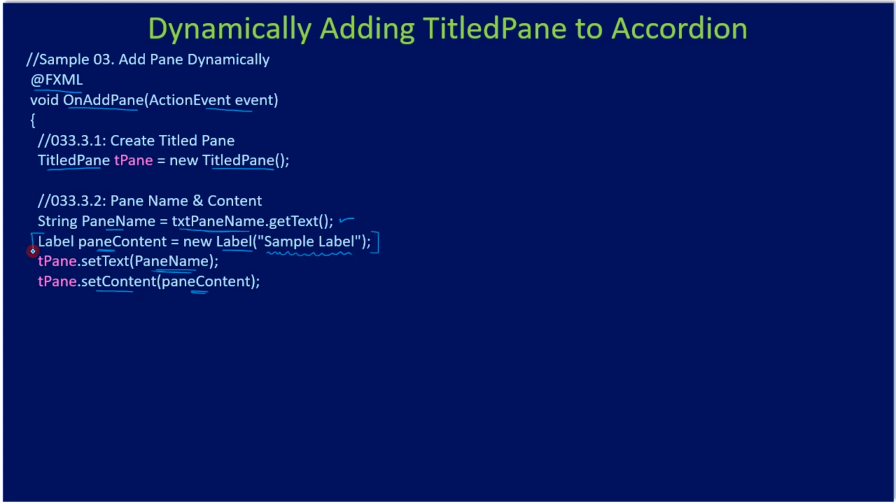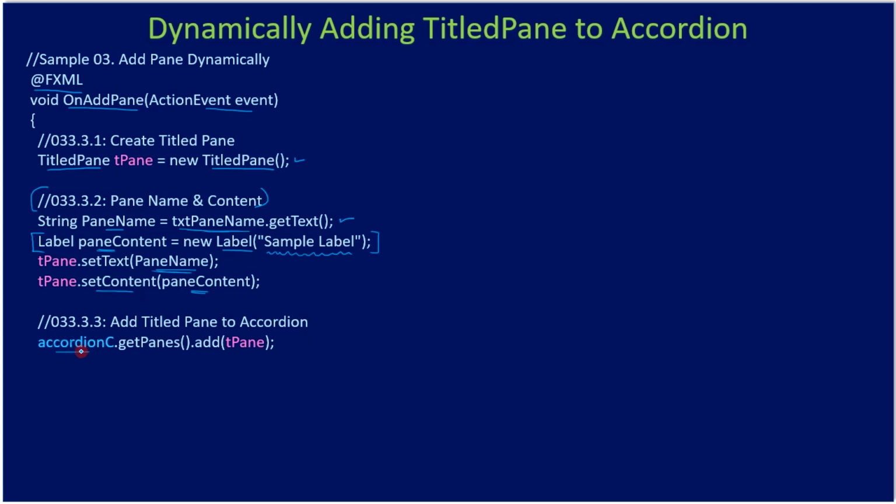So whenever you create a new pane, all panes will have the same control, but at runtime this specific content may change based on your business logic. So now in this section, in the first section we created the titled pane, then here we set the pane name as well as the content, and finally we have the accordion pane, the accordion control.